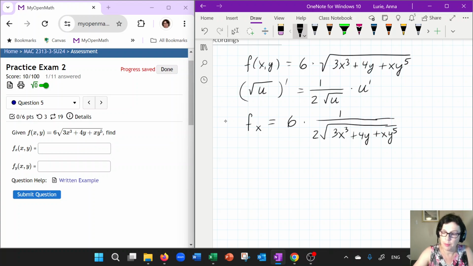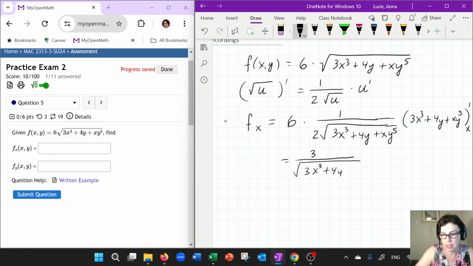Okay, and then we multiply that by the derivative of the inside. So 3x cubed plus 4y plus xy to the 5th with respect to x. Okay, so first 6 and 2 will cancel and give us a 3. Then again, we're going to get that root, and we will not change it in our final answer. We're going to keep it the way that it is.